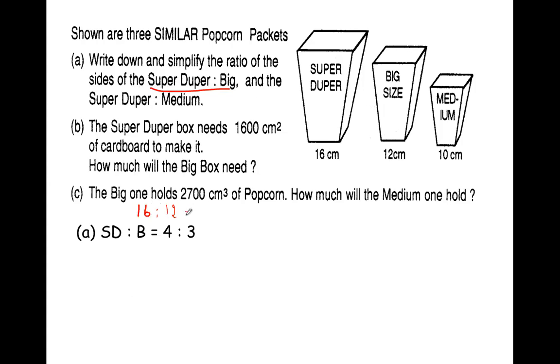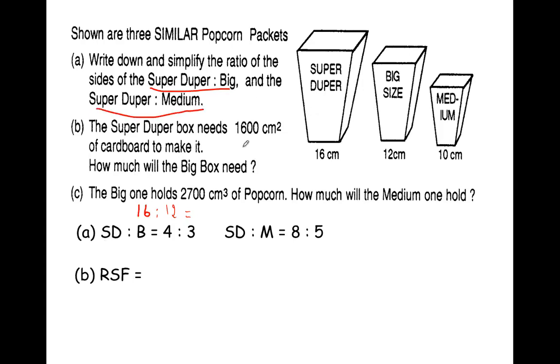And then you could simplify that as 16 divided by 4 is 4, 12 divided by 4 is 3. That's why you've got that ratio. Super duper and big is a ratio of 4/3. And we've been asked to do the same for the super duper and the medium. So, sorry, super duper again, 16 divided by 10, so 16 by 10, which is 8/5.